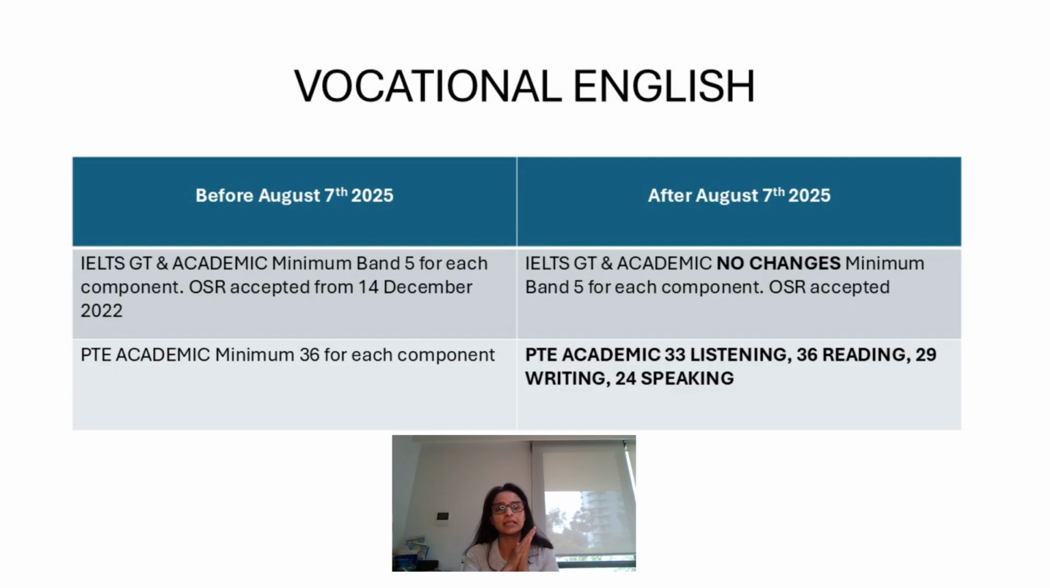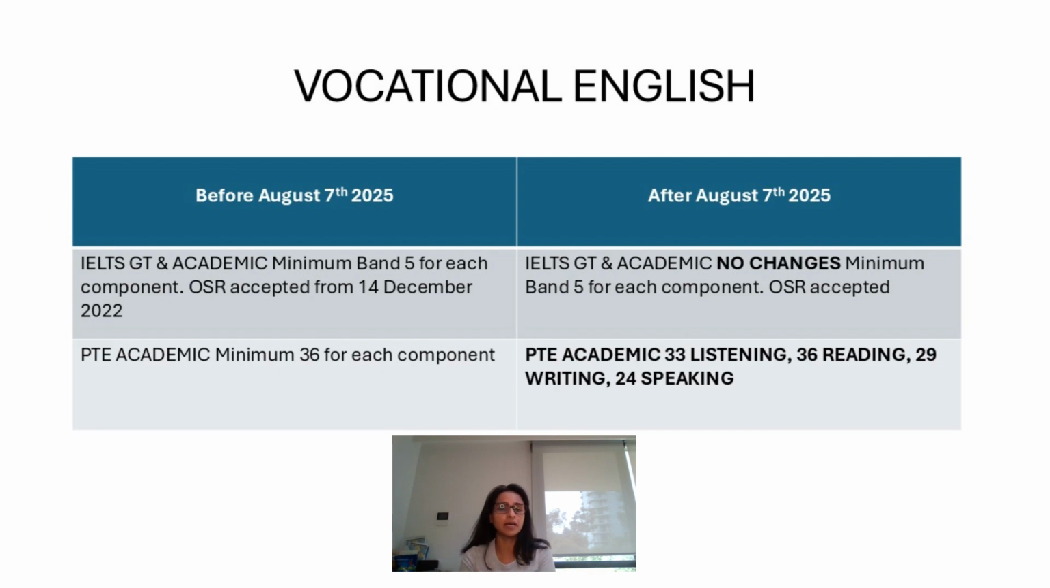But so before August the 7th, 2025, band 5 minimum. After August 7th, band 5 minimum for either one of the tests, general training or academic. Okay? And as usual, one skill retake is accepted for certain, if not most, visa types. Where's the big change? In PTE academic.